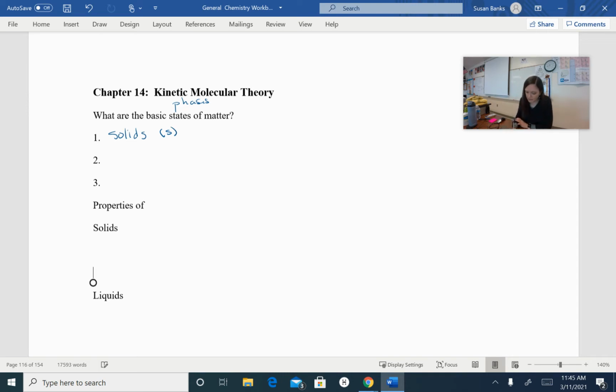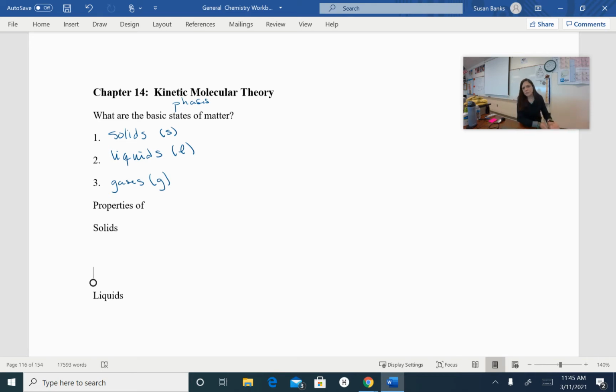So we have solids, and we designate that with a little s in the middle of parentheses. We have liquids, and we designate that with a little L in the parentheses, and gases. And we designate that with a little g in parentheses. Okay, so let's talk about the properties of each of these phases or these states of matter.